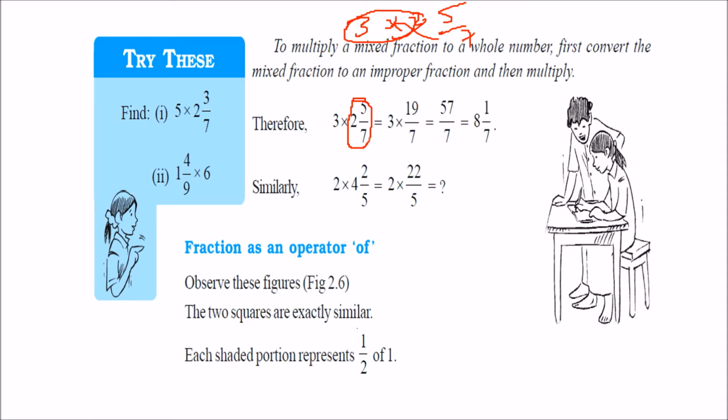This will be 7 into 2, 19 by 7. Now you multiply with the whole number, 57 by 7. Now you can convert again back. Again here you have to convert this, 5 4s are 20 plus 2, 22 by 5. Now multiply 2 into 22, 44 by 5.